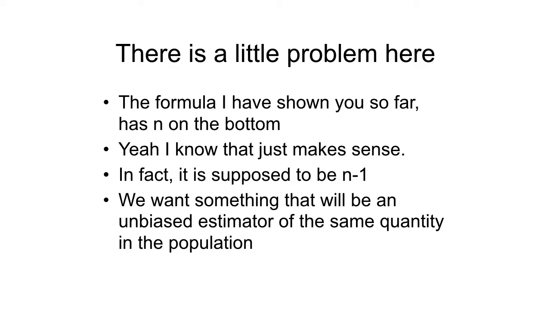We want something that's an unbiased estimator of the population standard deviation. Okay? Unbiased estimator. We want it to overestimate as much as it underestimates. It's not going to get it right very often. What we want to know is that, on average, over an infinite number of trials, it will overestimate as much as it underestimates. That's what we want to see. And we get that by dividing by n minus 1.